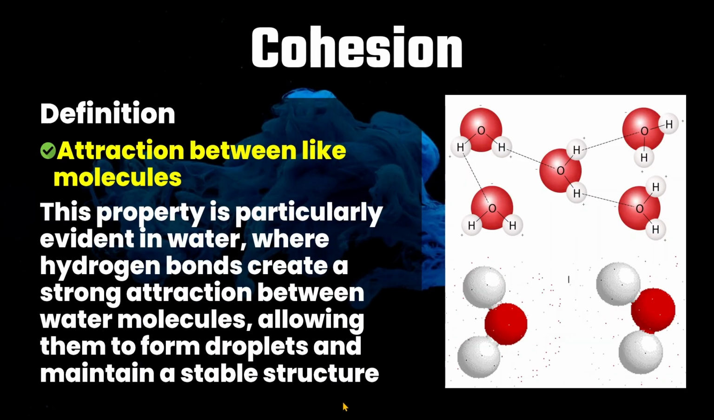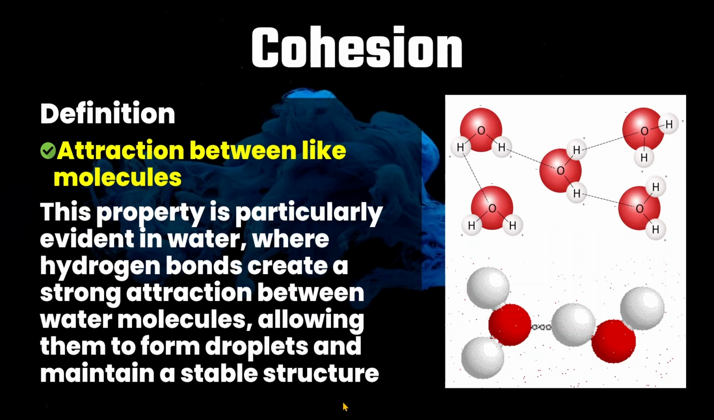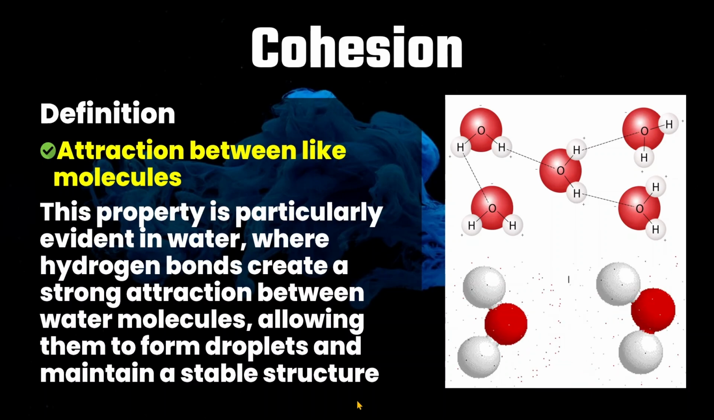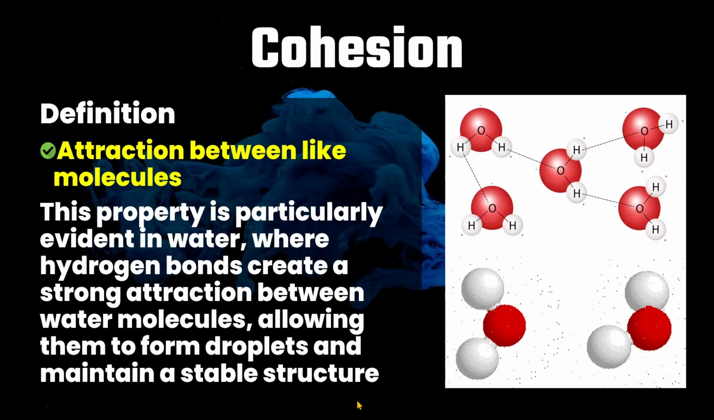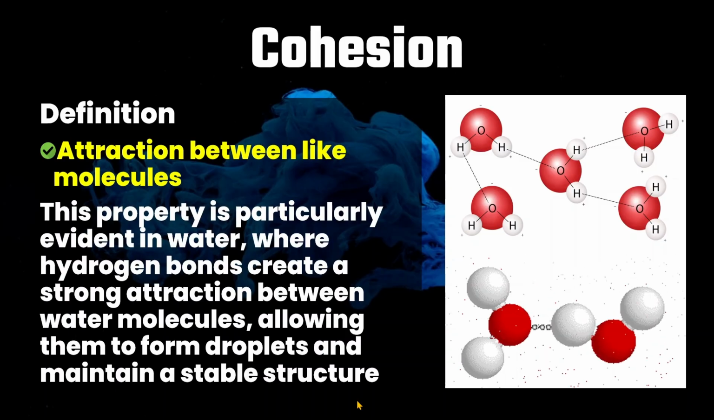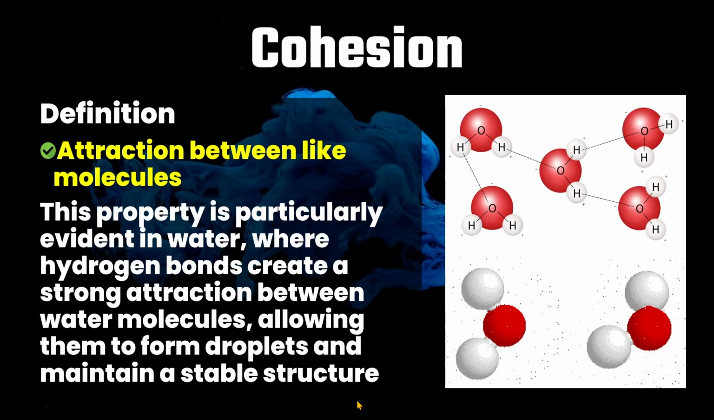Cohesion. Cohesion refers to attraction between like molecules. In water, this happens because of the hydrogen bonds that pull water molecules tightly together. This strong attraction is what allows water to form droplets and maintain its shape instead of spreading out completely.